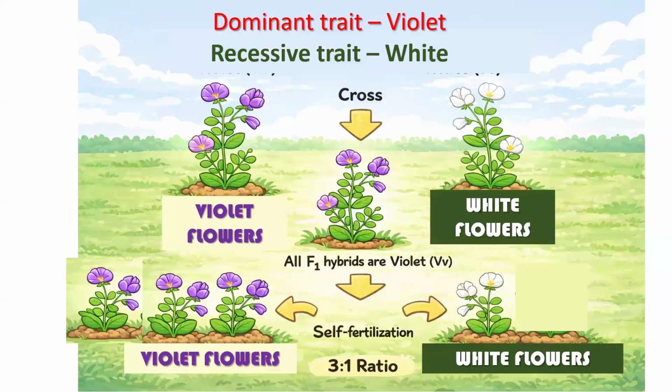Okay, what about this case? This also we studied: violet flowers are crossed with white flowers. The result was the violet flower. So violet is the dominant trait. And what is the recessive? White. When the violet flower was self-pollinated, we got 3 violet flowers and 1 white flower. So the 3 violet flowers show the dominant trait and the 1 white flower is the recessive one.